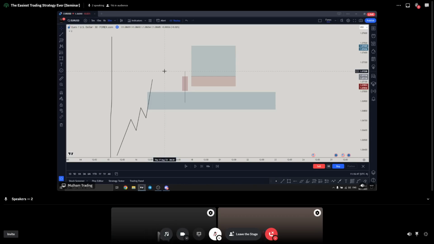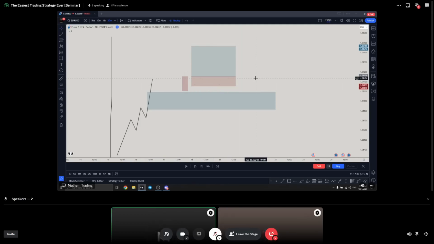Because you can have one 10R trade out of 5 trades, and you have a 20% win rate, and you can still be profitable if you could manage that. I'm not saying this is the way, but if you could manage your risk and your psychology, there's nothing stopping you, right? And you're on the right track.